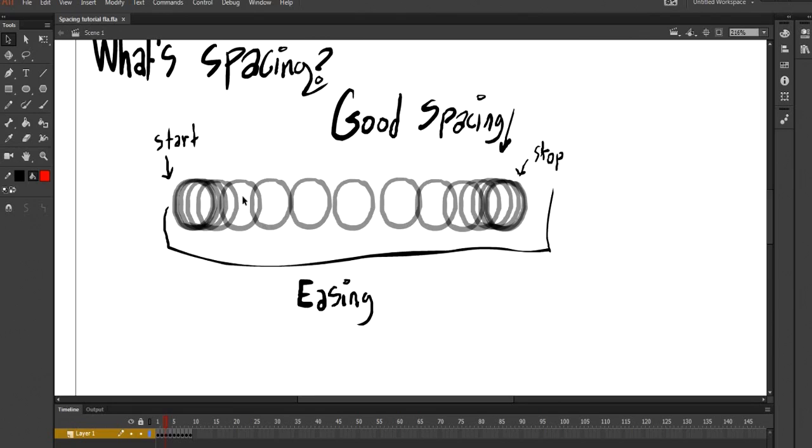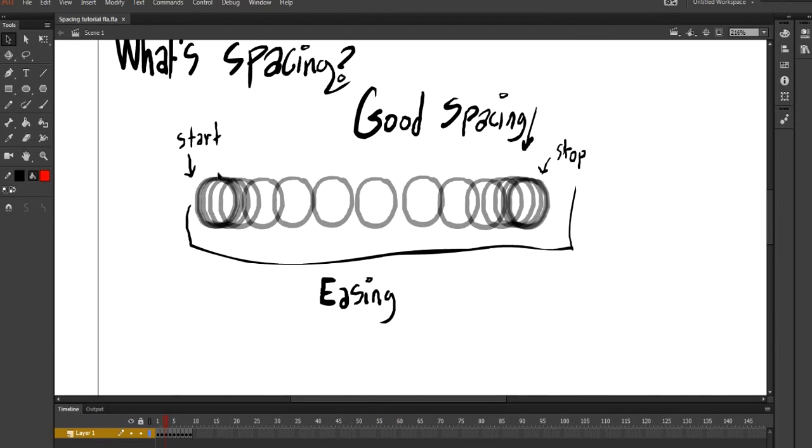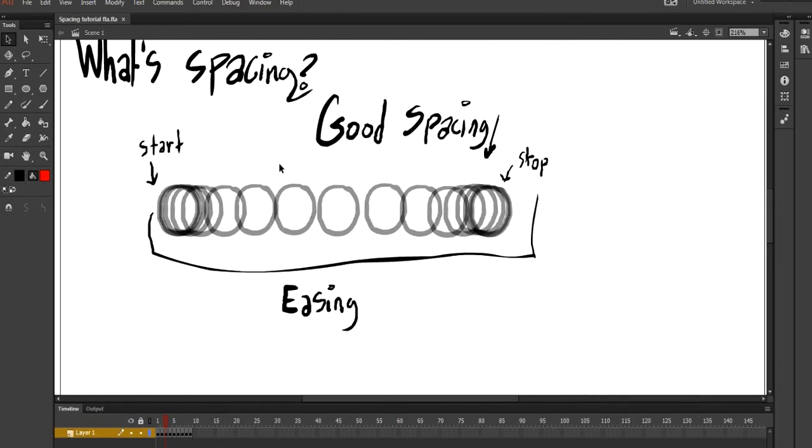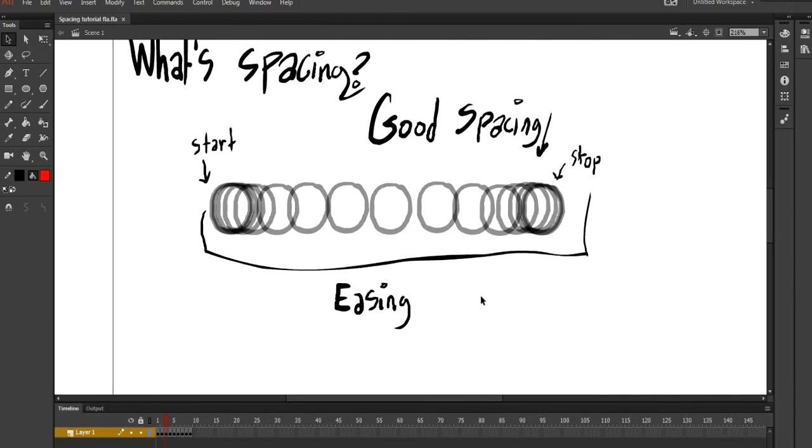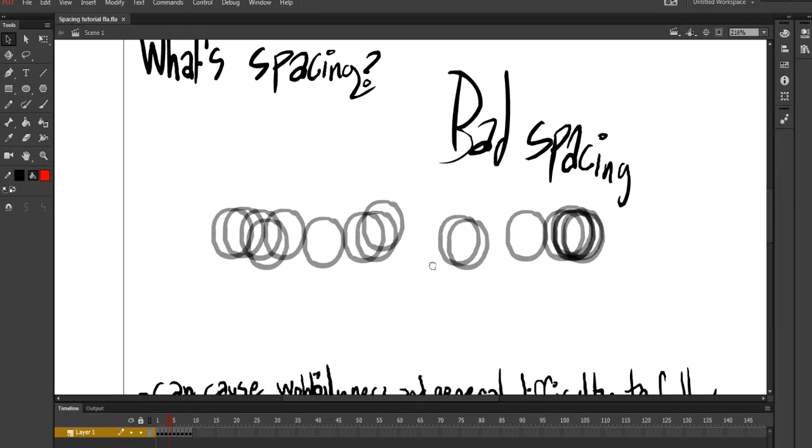And I'm talking in a two-dimensional plane. Imagine each of these were its own frame. When it starts out, with the easing, the objects are closer together, and then as they gain speed, the space between each one grows wider, and then gets smaller again. Here's a visual example.